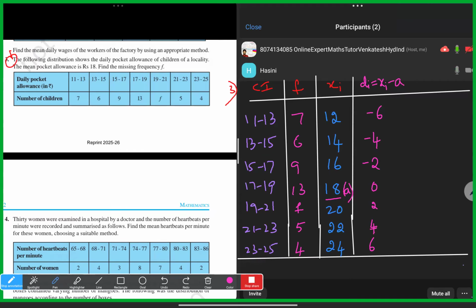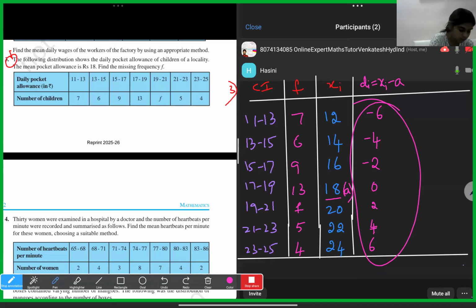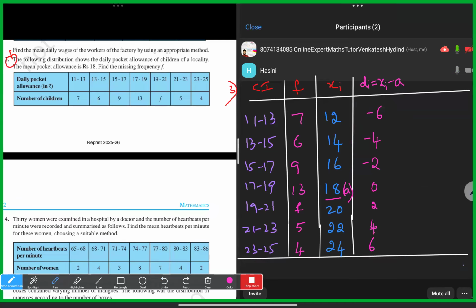We can go for the step deviation method also, but the values will become much smaller with step deviation. I'll explain step deviation freshly for a new sum. This missing frequency sum we'll finish with the assumed mean method.